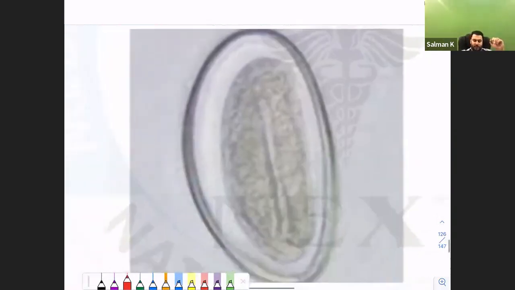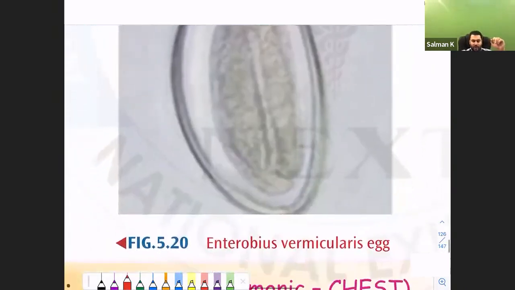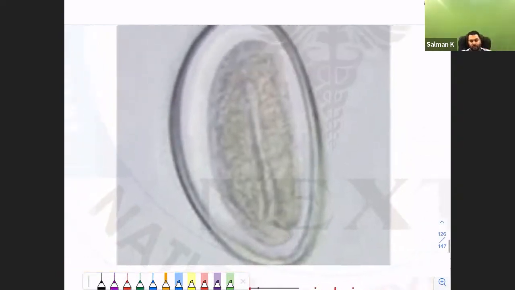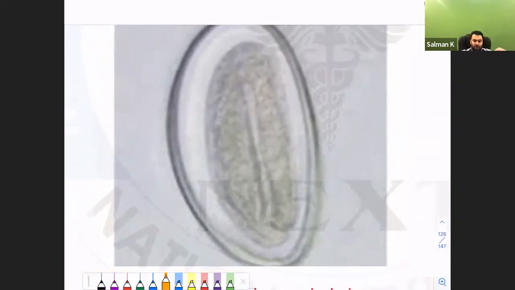So this is the egg that is described to have the tadpole-shaped larva. Do you see this outline, what I'm drawing right now? Just have a look at this. If I remove it, that shape you might be seeing is the tadpole-shaped larva. You have to look for this line that is there in between, this one that is splitting it. That is your tadpole-shaped larva.